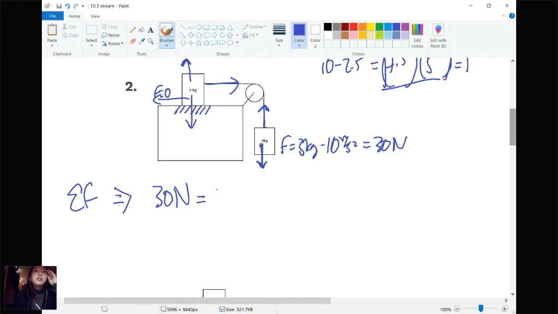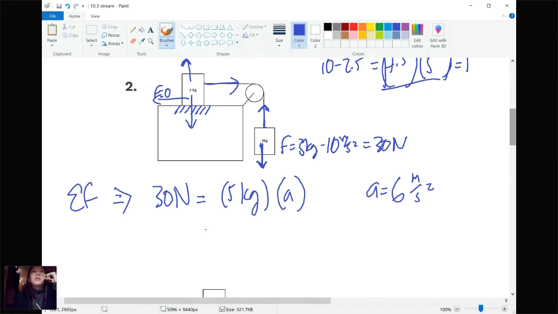So 30 newtons is equal to total mass, which is 3 kilograms plus 2 kilograms, equal to 5 kilograms. And you want to find the acceleration, right? So acceleration is going to be 6 meters per second squared. That's just 30 divided by 5.